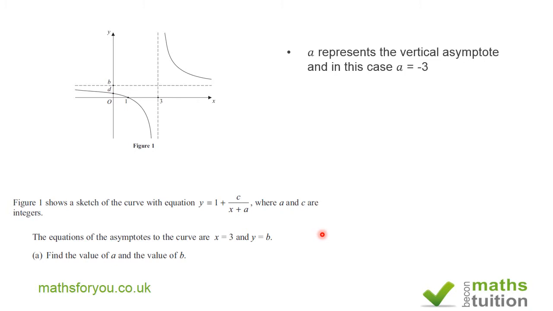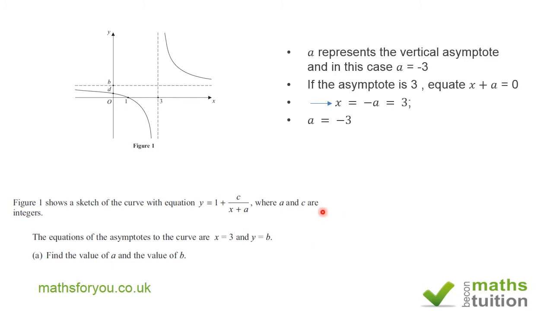My answer is a is equal to minus 3, and this is how I got it. It says if the asymptote is 3, equate x plus a is equal to 0, in which case x is equal to minus a, and x is also equal to 3. So minus a is 3, so a is minus 3. So the value of a is minus 3 there.